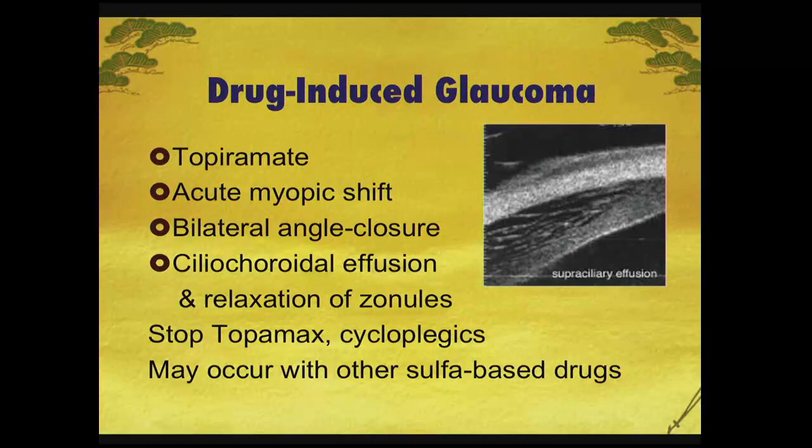All right, and the last angle closure glaucoma is drug-induced. There are many case reports of topiramate and other sulfa-based drugs like Diamox causing this. Patients will present with an acute myopic shift, so they can go from plano to minus 8. And it's because they develop these ciliochoroidal effusions shown in the UBM here, which basically allows the zonules to let the lens move forward. The treatment is to stop the offending drug and to treat with cycloplegics.